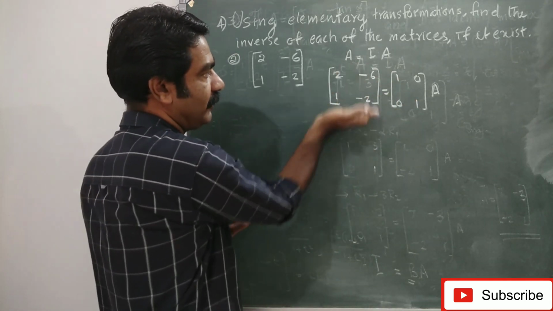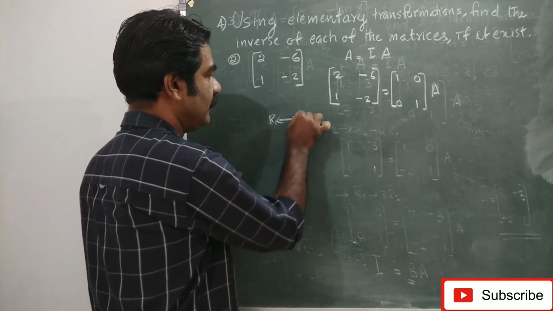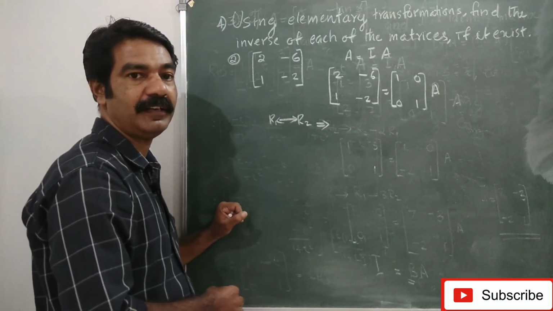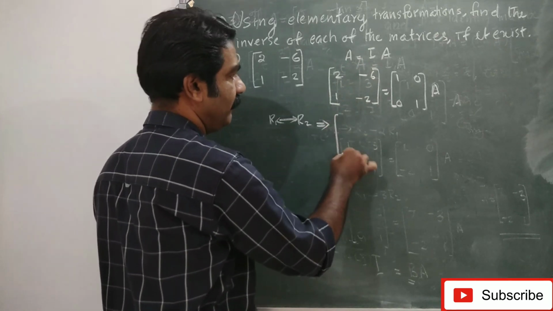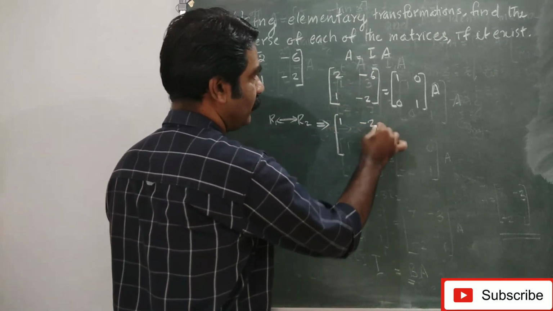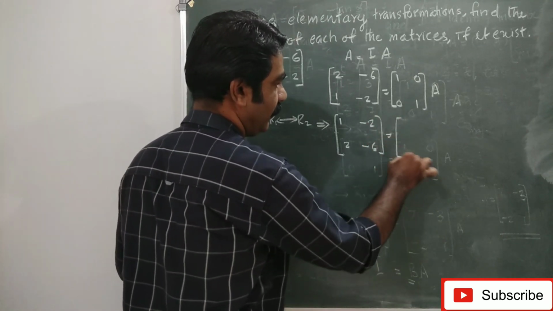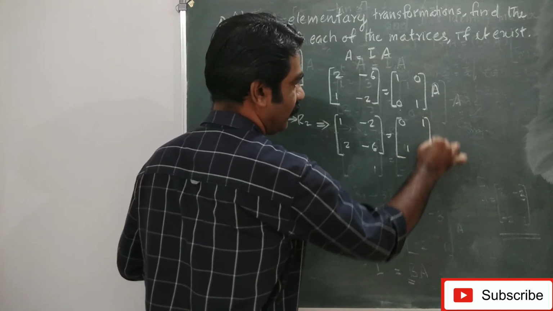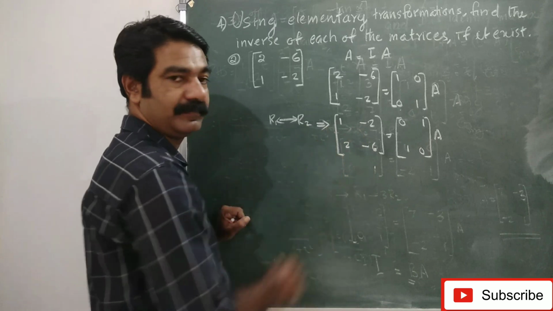So we interchange this. The first operation is R1 interchange R2. We are interchanging R1 and R2. So the matrix becomes 1, minus 2, 2, minus 6. That is equal to, here also, interchange 0, 1, 1, 0 into A.